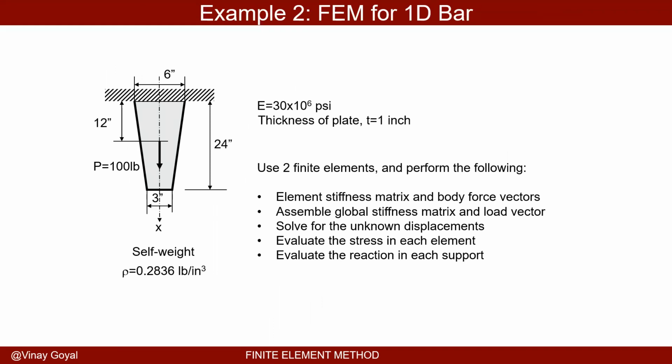Example 2, finite element for 1D bar. So I have this tapered column. The modulus is this much. The thickness of the plate is 1 inch. We want to use 2 finite elements and basically solve the problem. And it's a self-weight problem, so we're going to say that we have some sort of density.